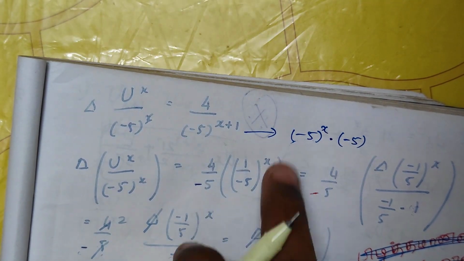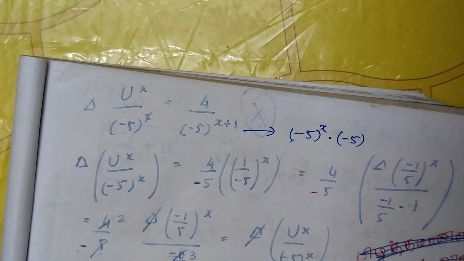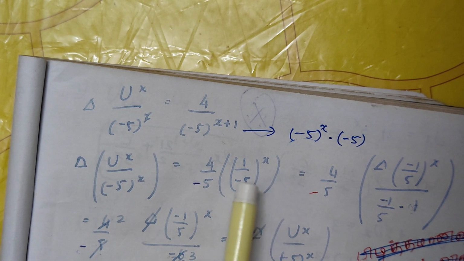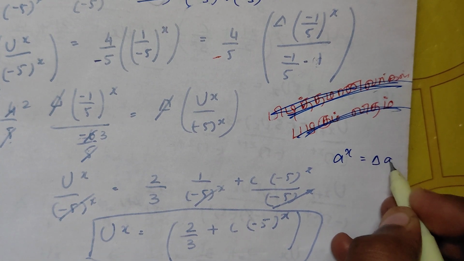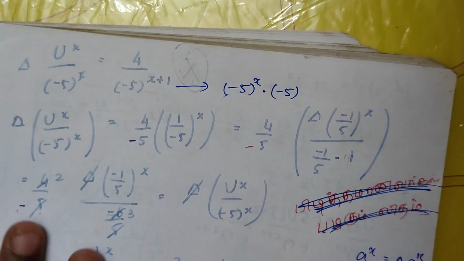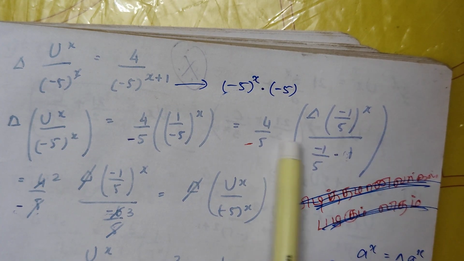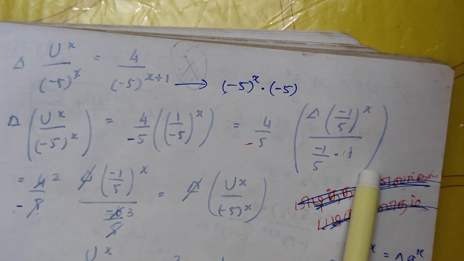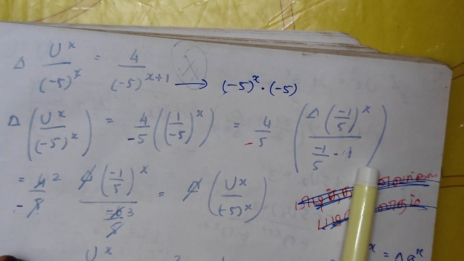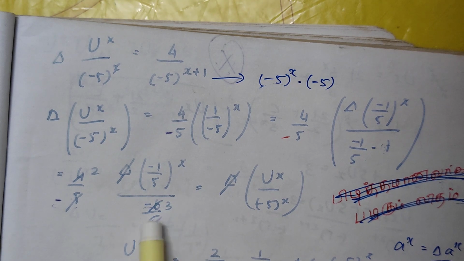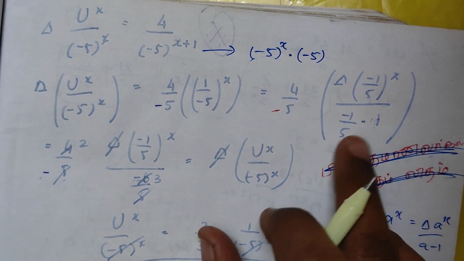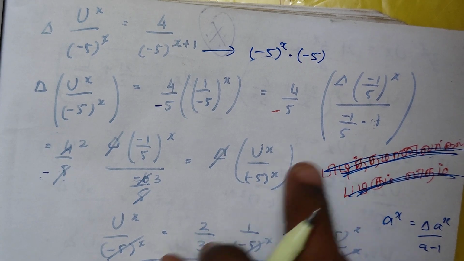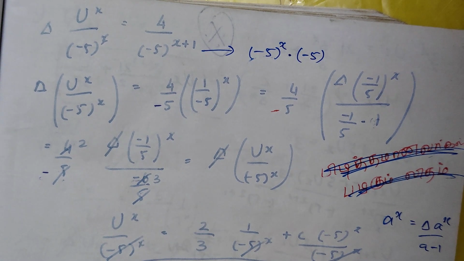And this term as 1 by minus 5 to the whole power x. So it is in the format of a power x. So you can write a power x is equal to delta a power x divided by a minus 1. So see here, delta a power x divided by a minus 1, that is minus 1 by 5 minus 1 will come. When you take LCM, you will get minus 6 by 5. Minus 1 minus 5 by 5 will give you minus 6 by 5.